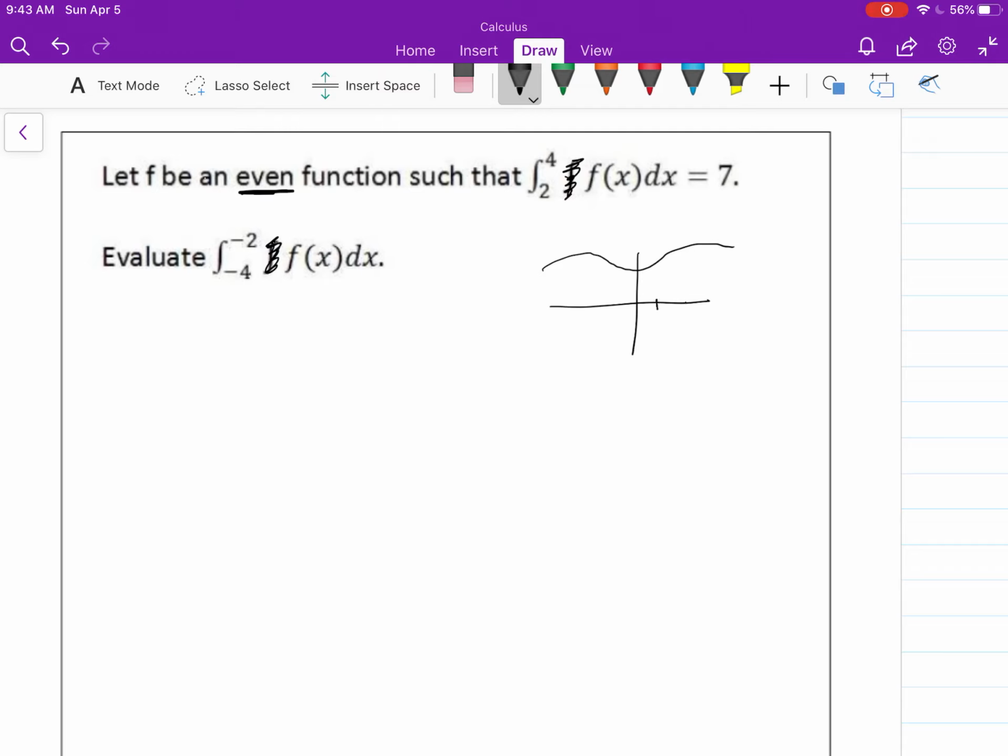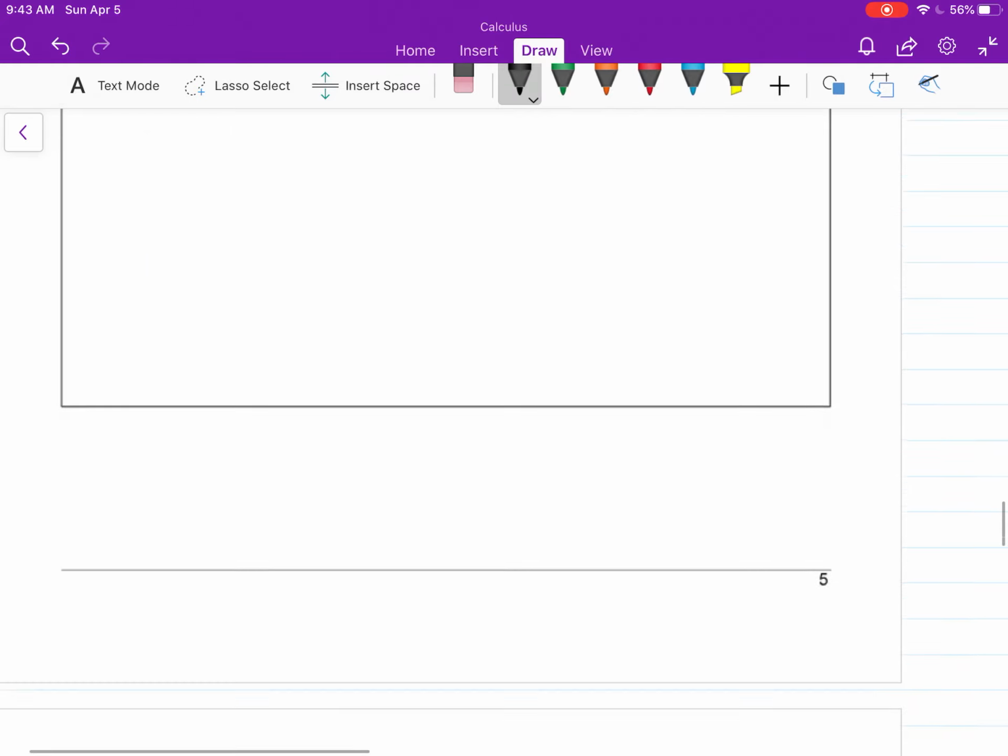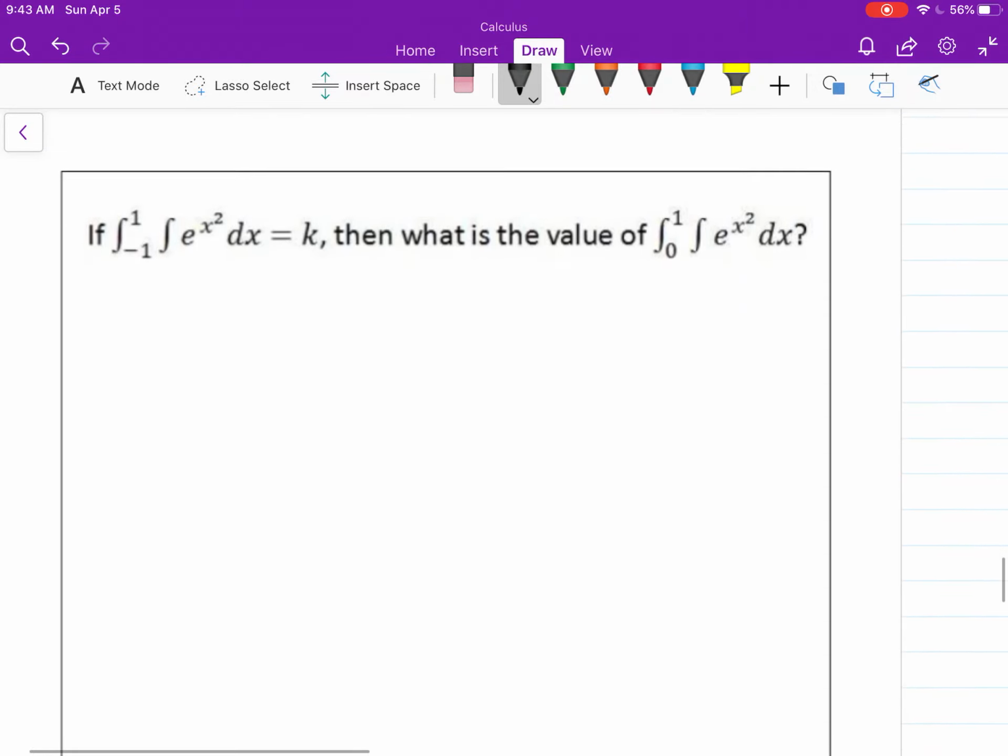So from 2 to 4, whatever this function is, the integral is 7. So this would be a 7. So what's going to happen from negative 4 to negative 2? Well, it's going to be the same thing because it's an even function. So this is equal to 7. And this is going to help us as we evaluate integrals other times. So let's go to this next one.